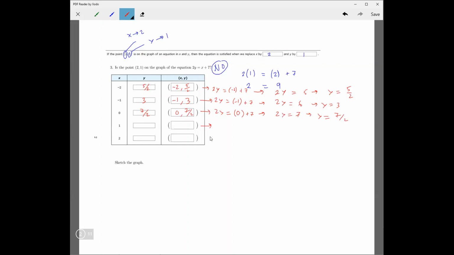And then continues the same way. Here we have 2y equals, if you put a 1 in here, you get 8. So y is 4. So 4, and then 1, 4. And then finally the last one, 2y equals, replacing with a 2, 2y equals 9. So y equals 9/2. So 9/2 and 2, 9/2.